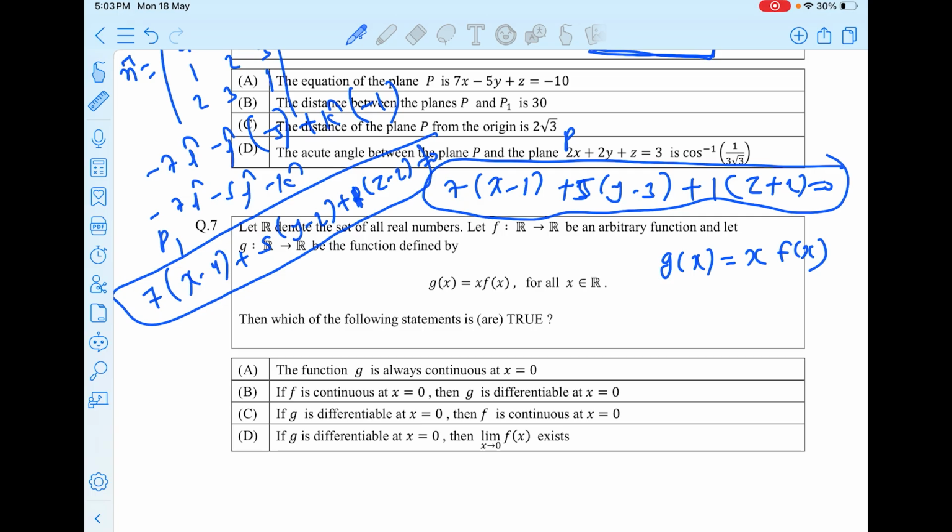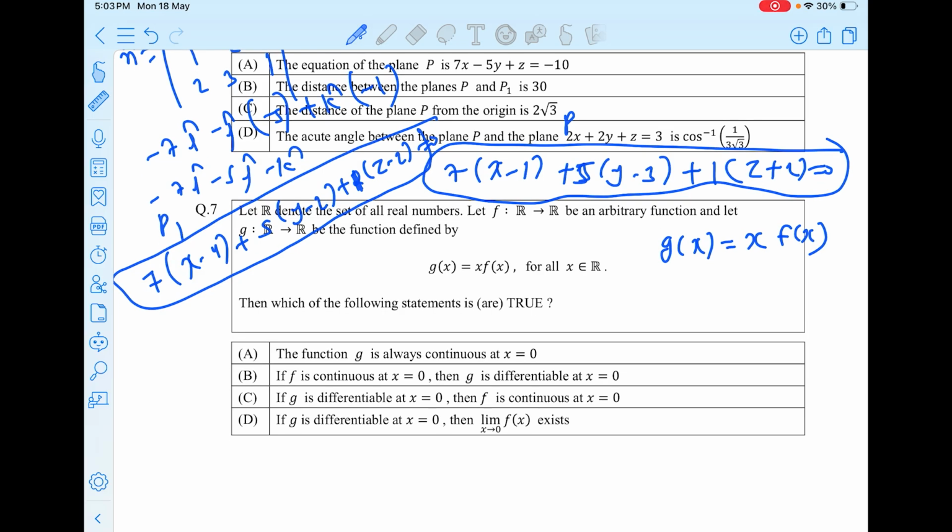Option B: if f is continuous at x equal to 0, then g is differentiable at x equal to 0. Option C: if g is differentiable at x equal to 0, then f is continuous at x equal to 0. Option D: if g is differentiable at x equal to 0, then the limit as x tends to 0 of f(x) exists.